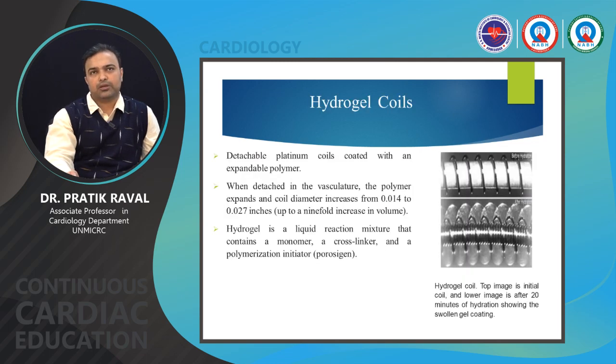Hydrogel coils are nothing but platinum coils that are coated with an expandable polymer, and this polymer expands once it comes in contact with the blood. The size of the coil increases from 0.014 to 0.027 inches, and thereby it provides a large volume of occlusion. Hydrogel is basically a liquid mixture that contains a monomer, cross-linker and a polymerization initiator.